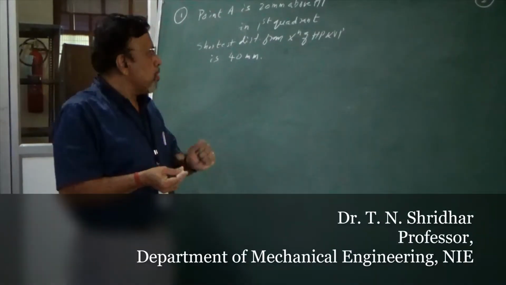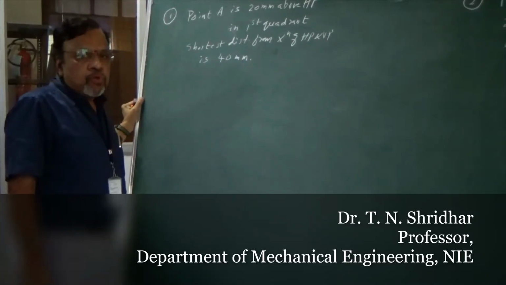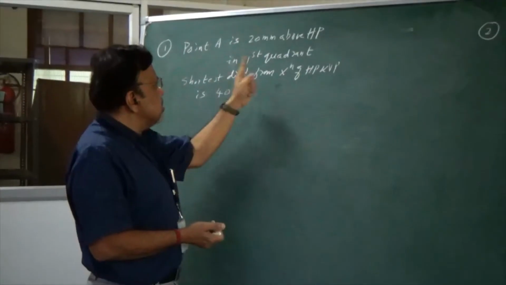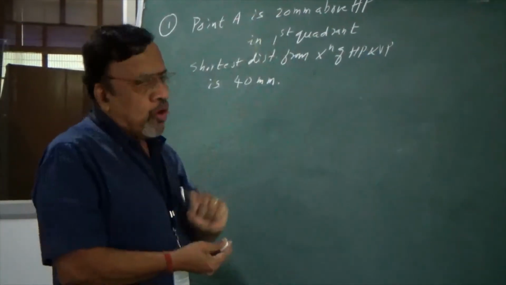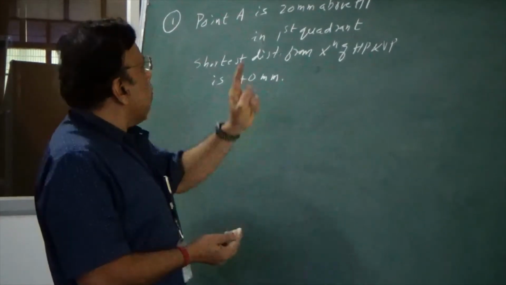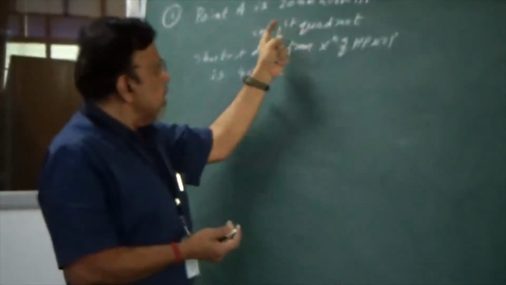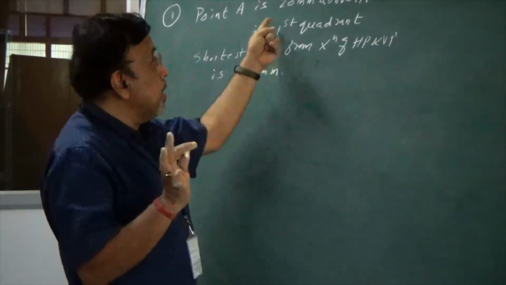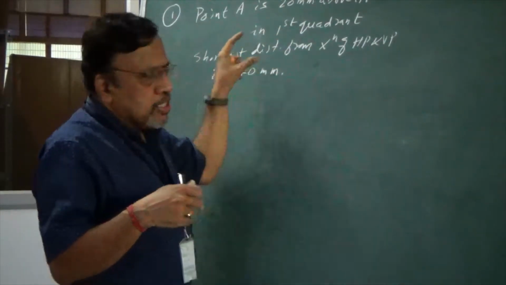Let us do a problem wherein I have just been given a point A. Point A is 20 mm above HP and is in the first quadrant. Since the point is in the first quadrant, I know that it is 20 mm above HP and it should be some distance in front of VP. He has not given that, so we are supposed to determine it from the details he has given.